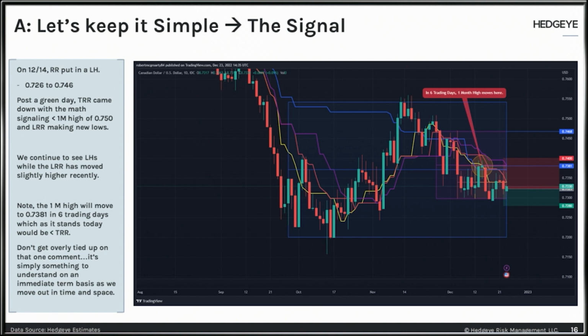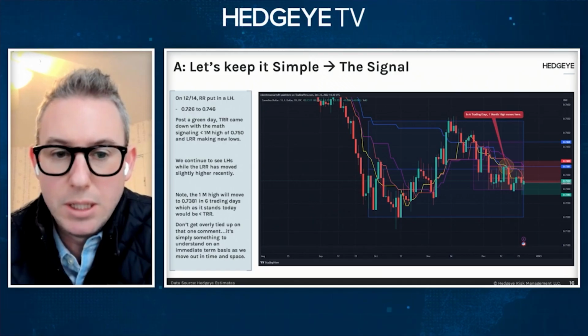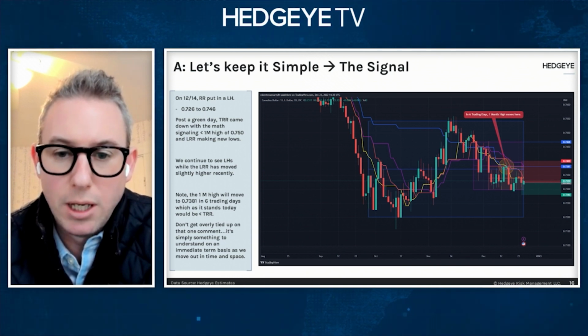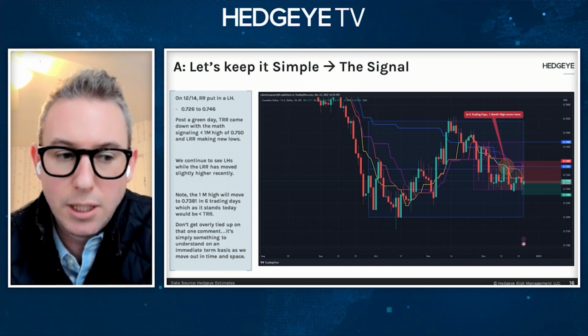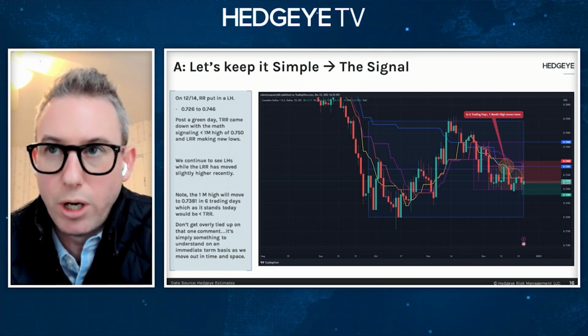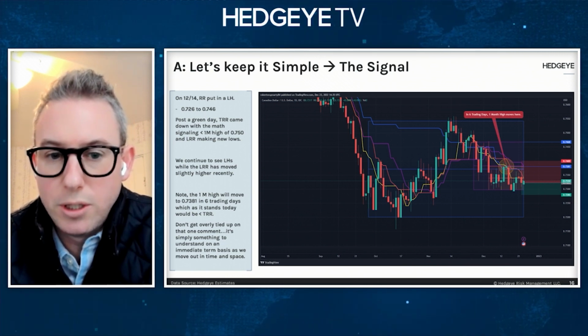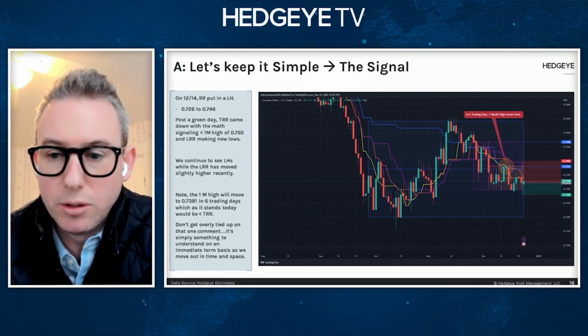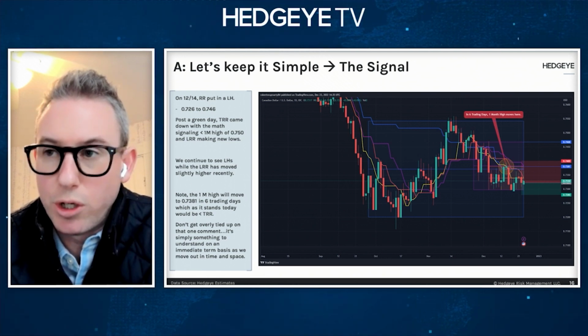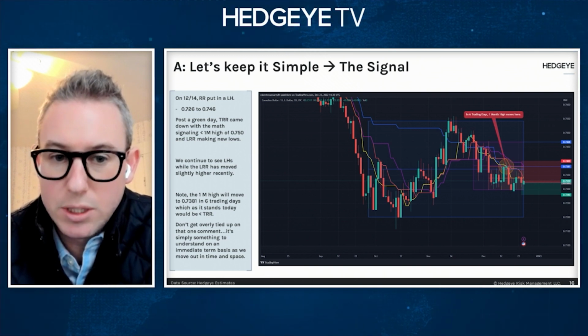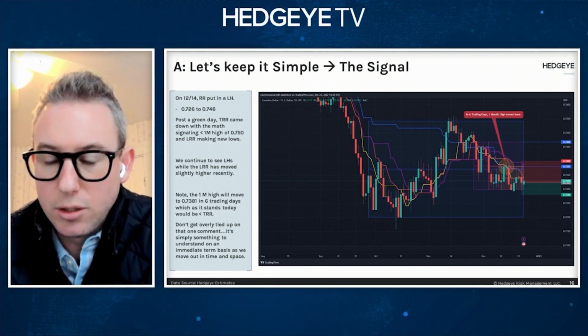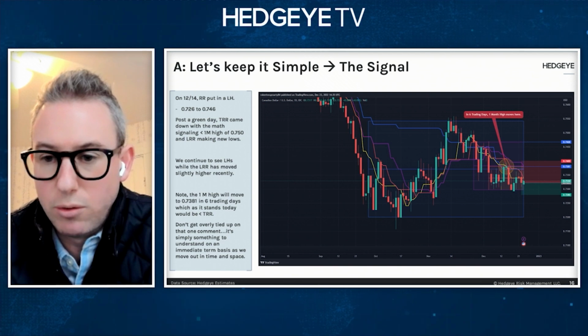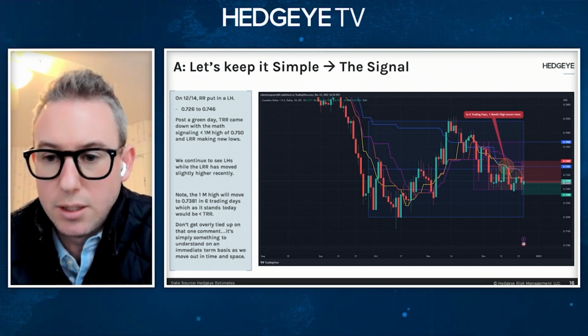When I say signal, we do throw that term around, and for anybody who's new, what that really means is the immediate term risk ranges. So it's what the risk range is implying from the probabilistic outcomes of its immediate term range. On 12/14, the risk range put in a lower high, and that risk range was 0.726 to 0.746. December 14th is right where I've circled that dot there.